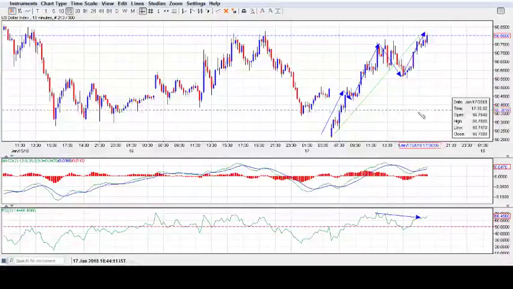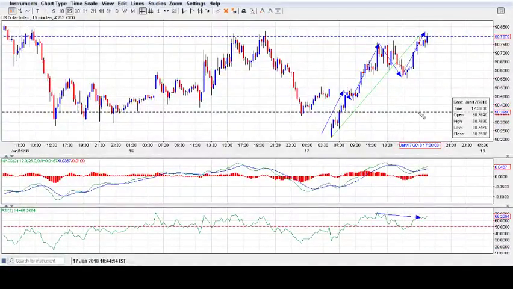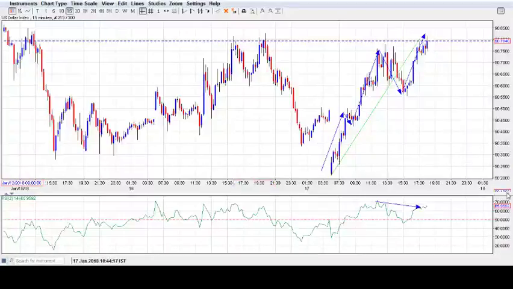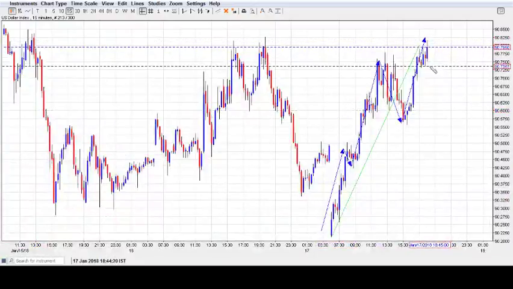So a message has just been sent out on the Telegram channel to take short-term profits in euros and dollar indices. If you are falling into that category, you can take short-term profits.